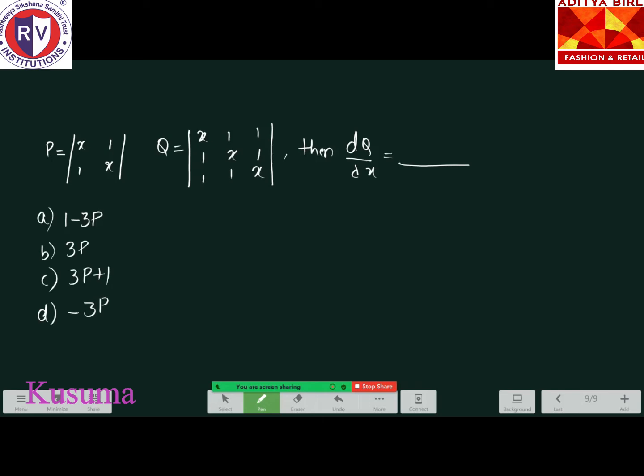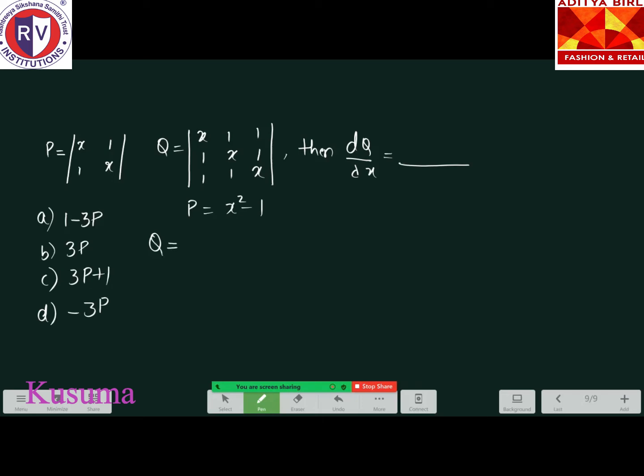Okay, since both are determinants, let us expand the determinant. Okay, so what is P then? x square minus 1. So this is the value of P. Now let us find out what is Q.